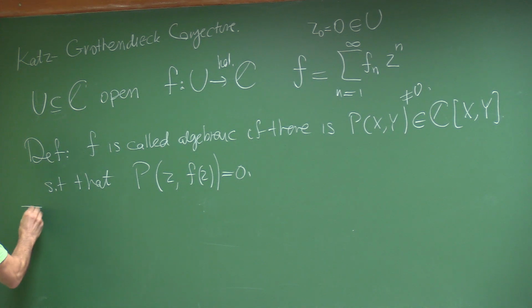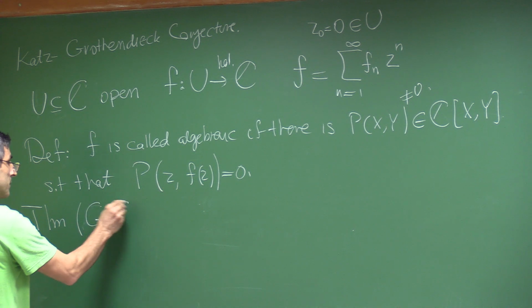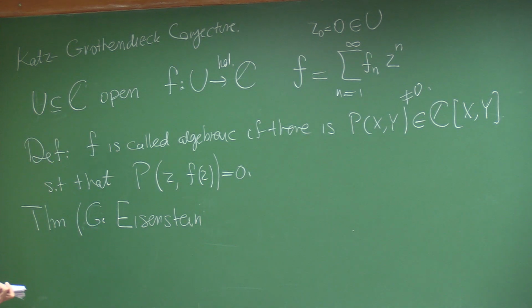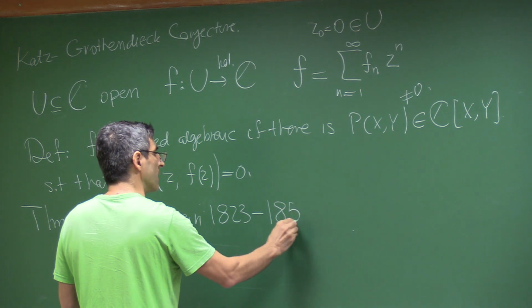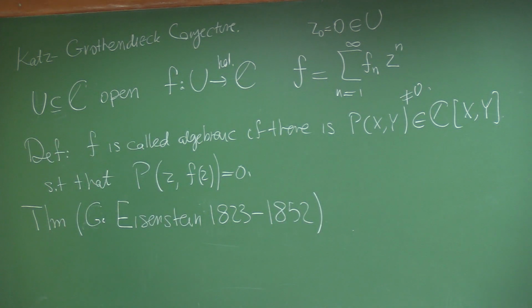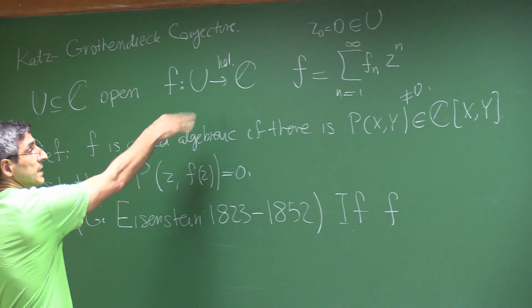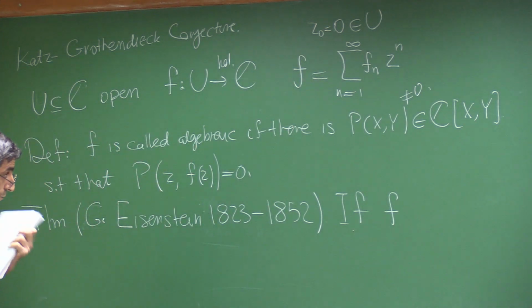So maybe I first put a theorem. Well, now the proof is easy, so today it must be called a proposition, but it is due to Eisenstein. Then maybe I also write when he lived. He just lived 29 years, and at 29 years old he died. But anyway, basically I will not need too much complex analysis. The language of formal power series would be enough for me.